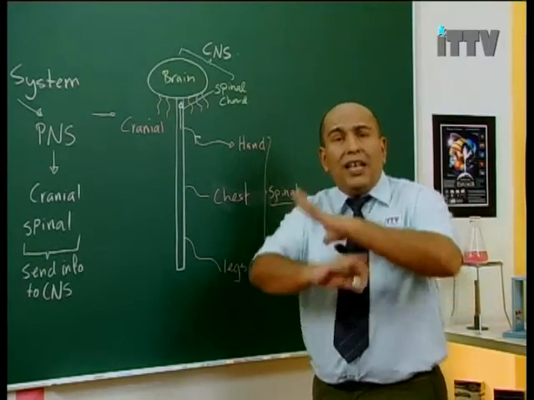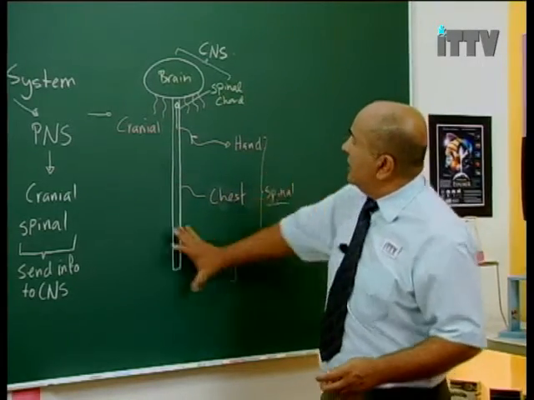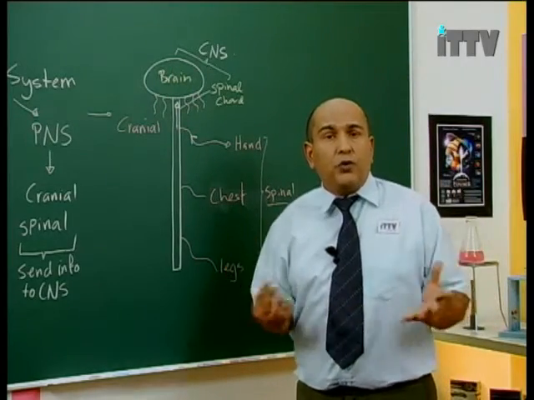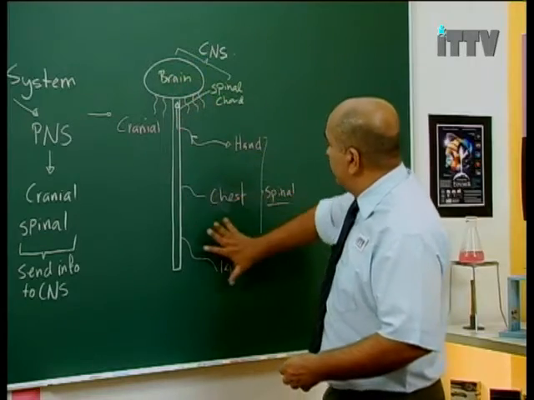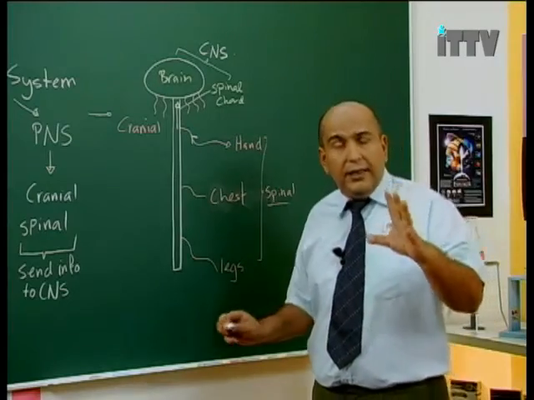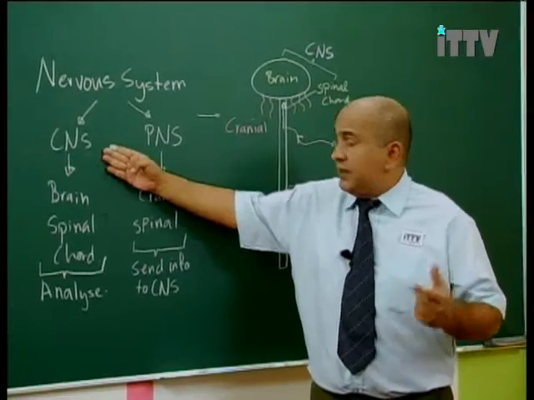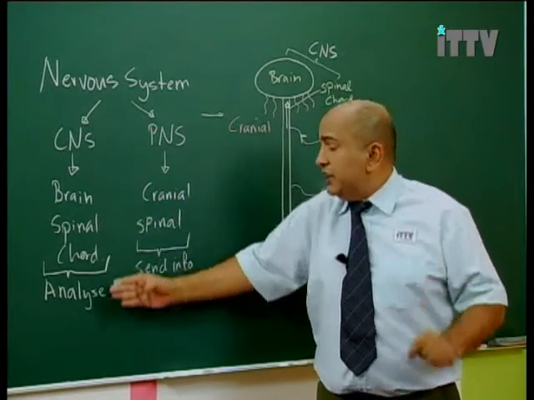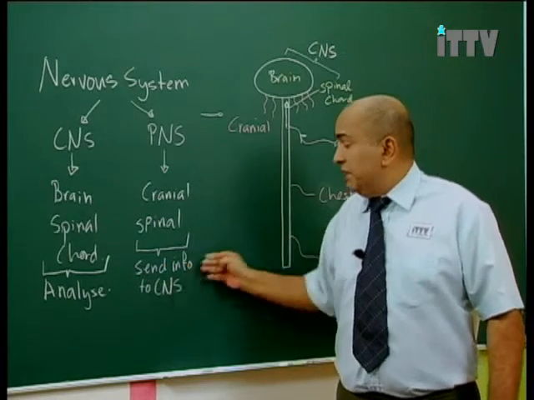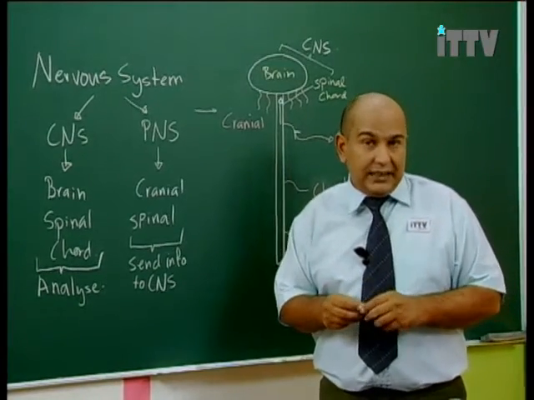So basically the whole idea is the peripheral system is connected to the central nervous system so that the central nervous system can figure out what to do, and send a message back through the peripheral system so that we can effect a response. The key things for you to remember are over here, the CNS, the main parts, brain, spinal cord, function, analyze. PNS, cranial, spinal, send information to the CNS. Basically connect the body to the CNS. Okay?